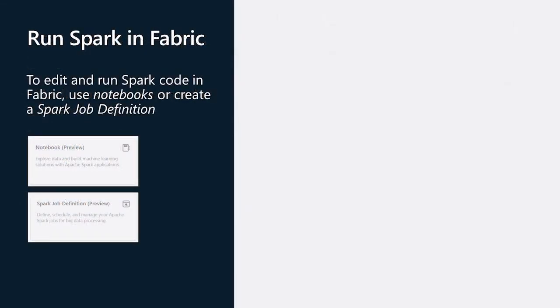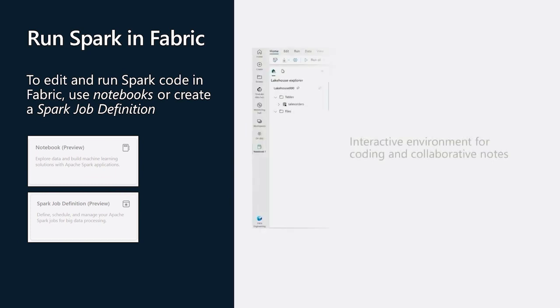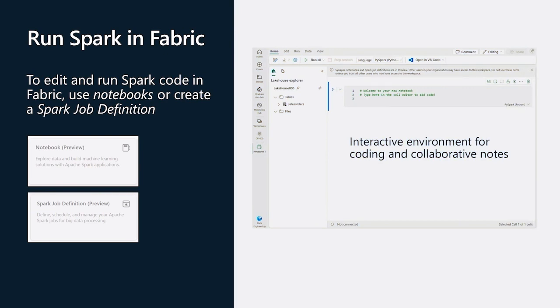To edit and run Spark code in Microsoft Fabric, you can use notebooks or you can define a Spark job. Notebooks are used when you want to work with Spark interactively. Notebooks enable you to combine text, images, and code written in multiple languages to create an interactive artifact that you can share with others and collaborate on.